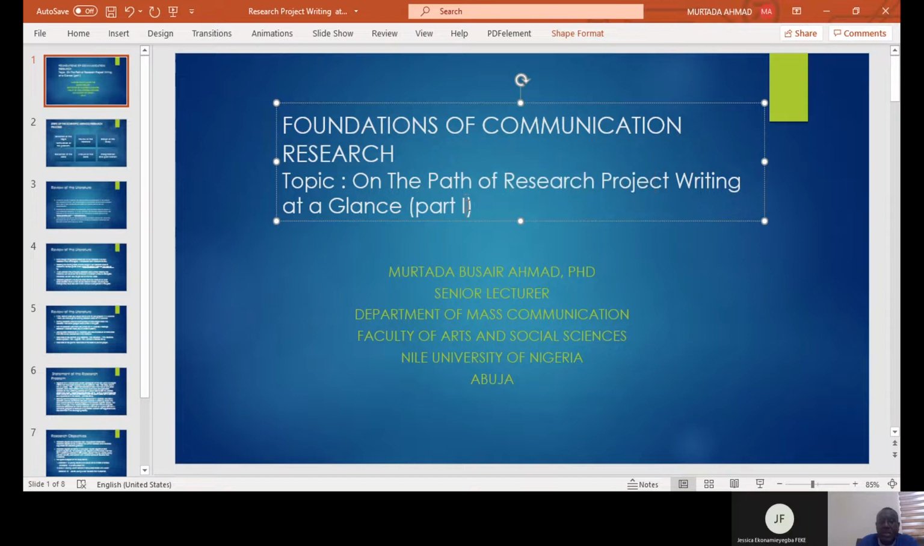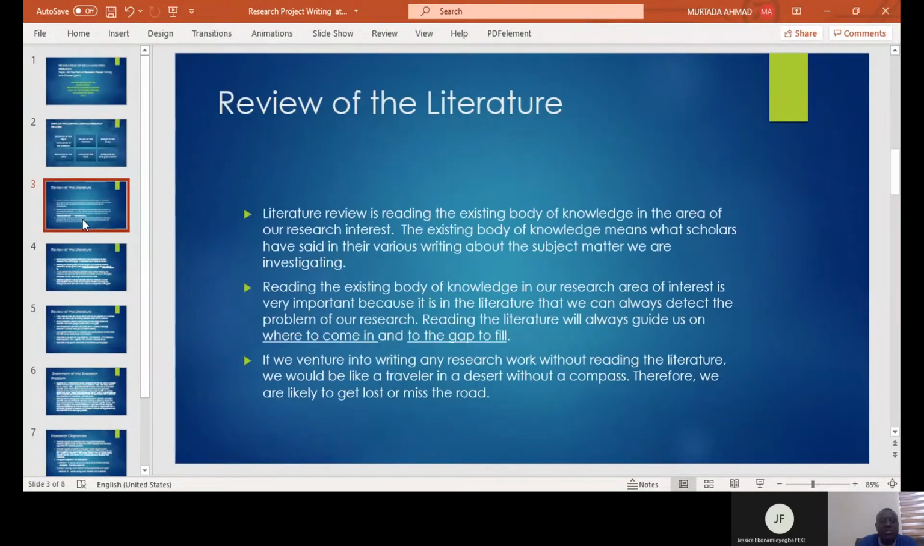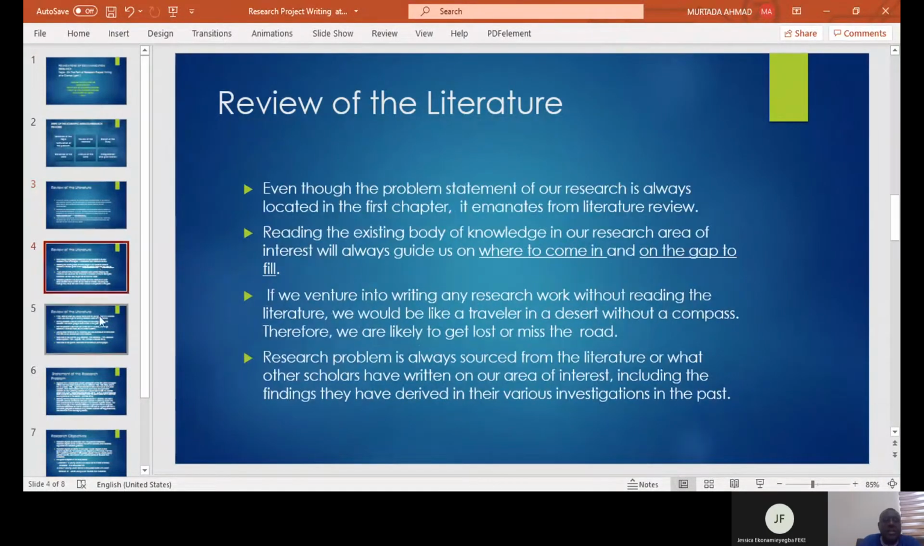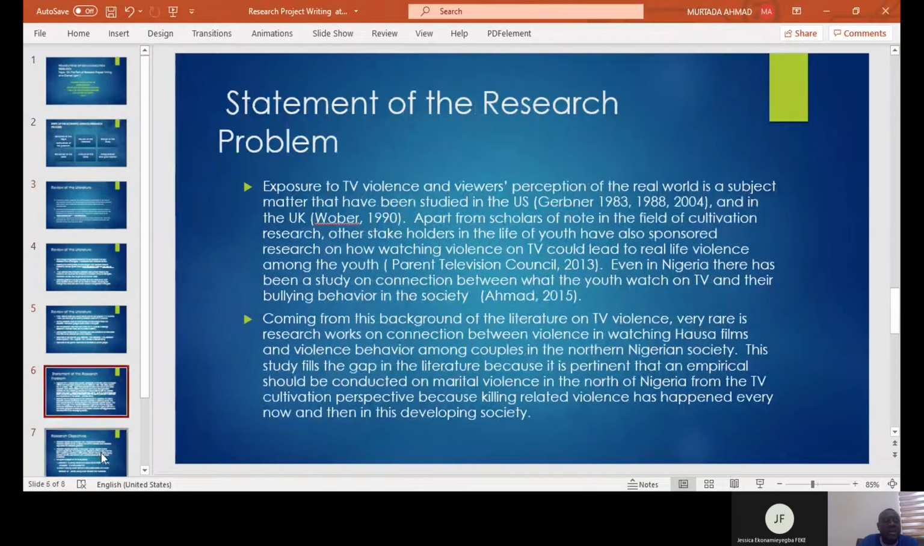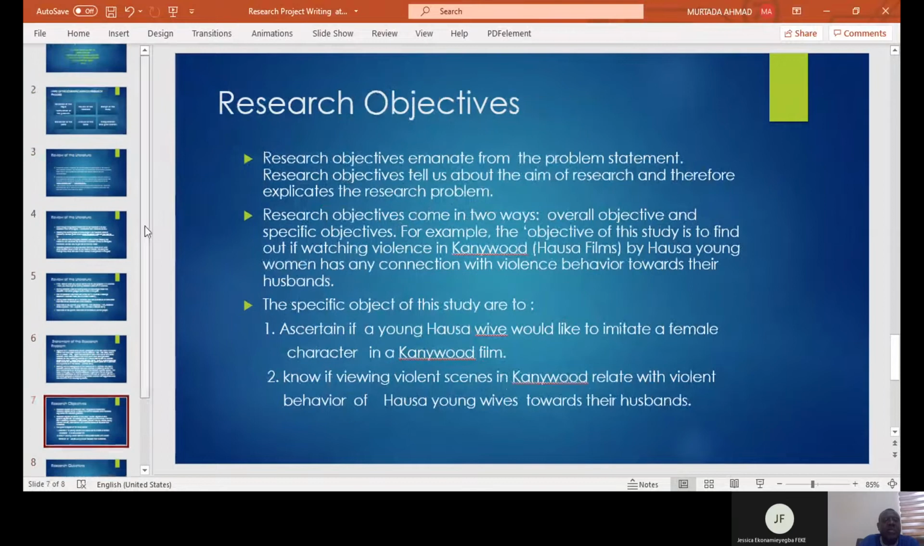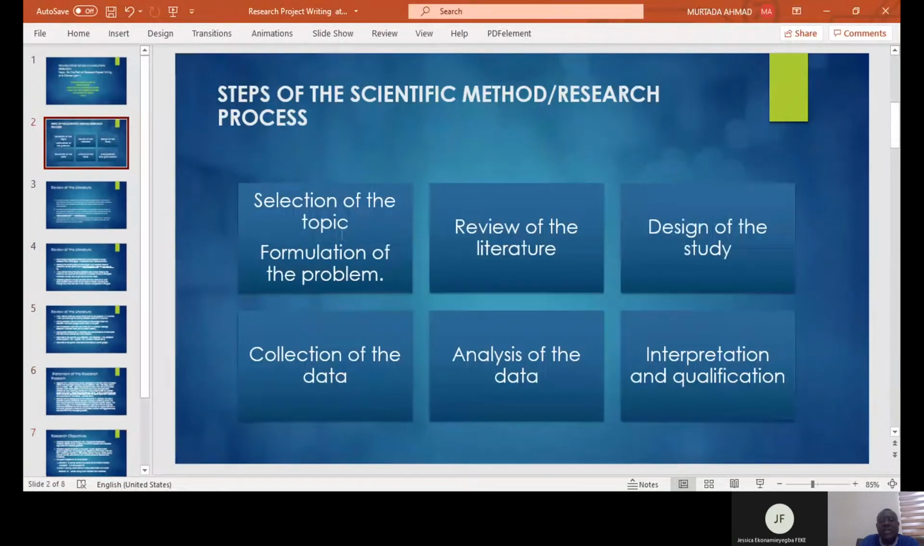The part one, we call it part one, has to do with the connection between the literature review and the statement of research problem. When we met the last time, we talked about the steps of the scientific method research process.